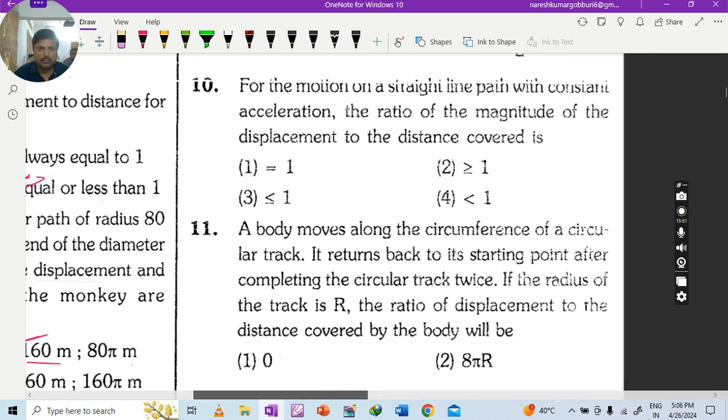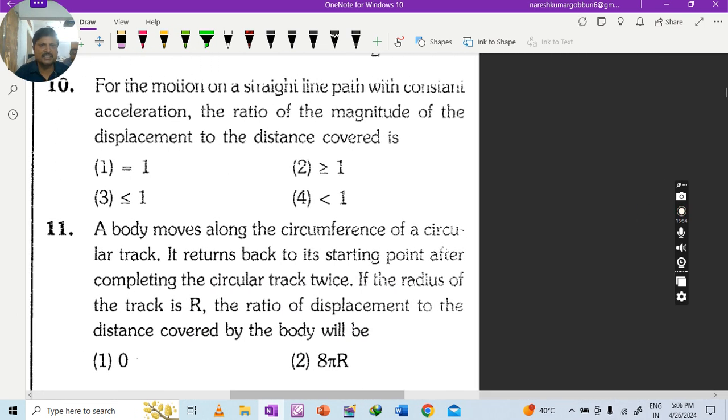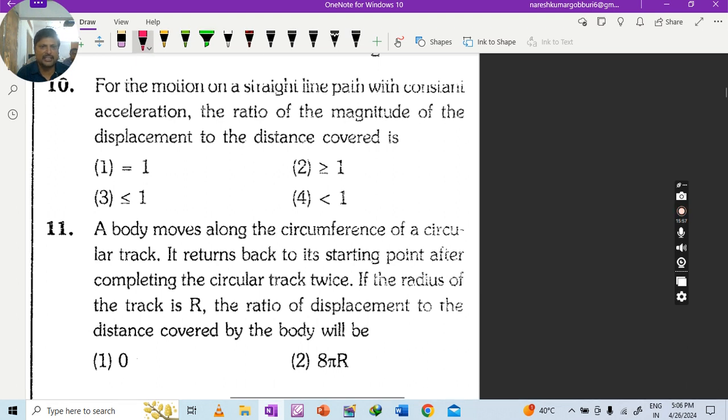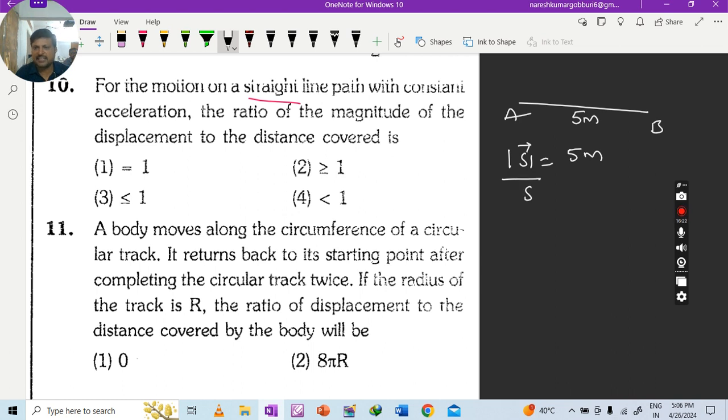For the motion on a straight line path with constant acceleration, the ratio of magnitude of displacement to the distance covered is. For the motion on a straight line path, that means the body moves along a straight line. Suppose A to B. Suppose this length is 5 meter. Then the magnitude of displacement, here displacement means the shortest distance from initial position to final position, it is 5 meter, and distance is also 5 meter, so that is equal to 1. That means the ratio is equal to 1. So option 1 is the right answer.